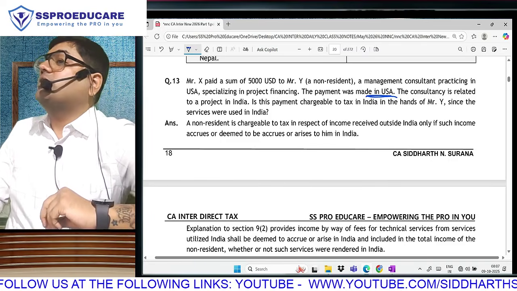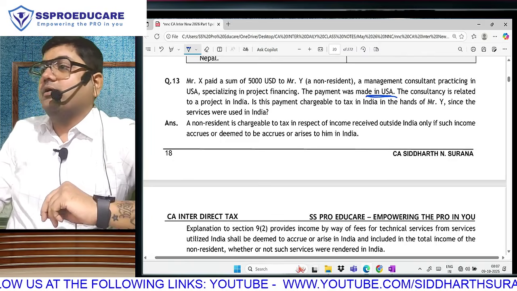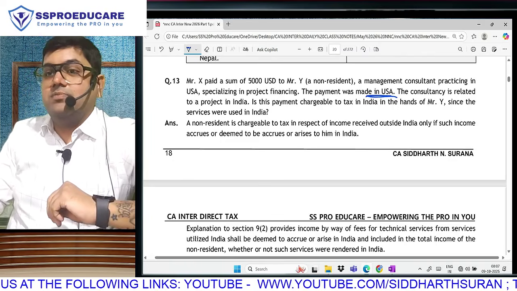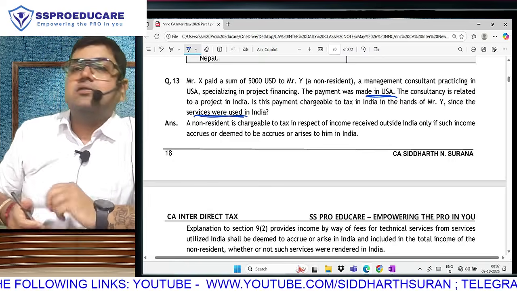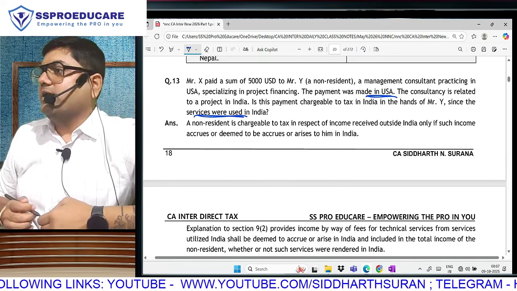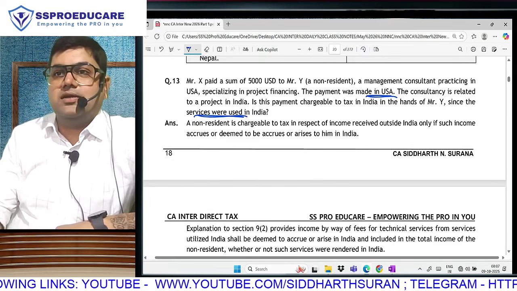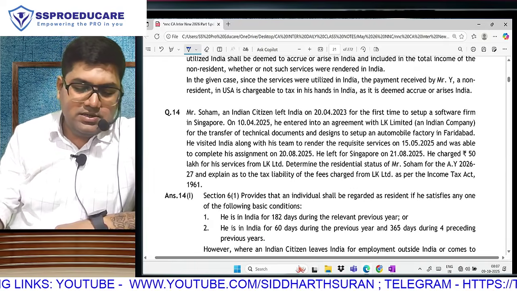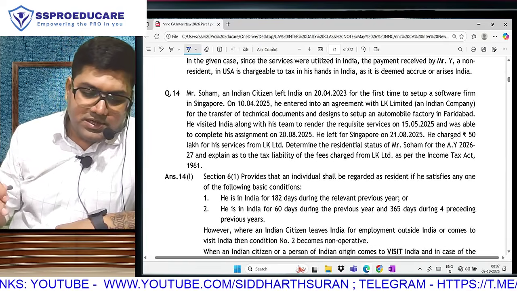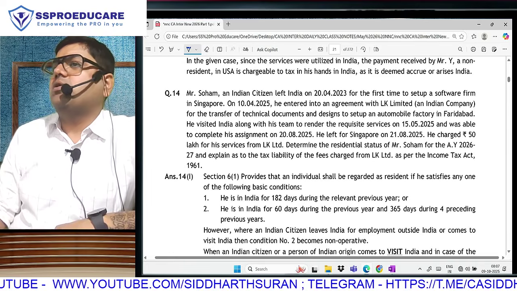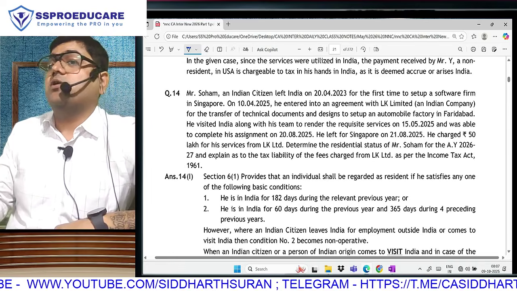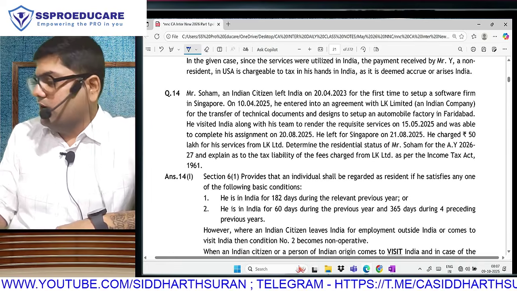Again, you will have to go to the definition of deemed to be Indian income. In deemed to be Indian income, if the services are used in India, then the income will be considered as Indian income, and even if you are a non-resident, it is going to be taxable. Clear? So, question number 14 is also a very simple question on residential status of individual on the basis of number of days you have to determine.